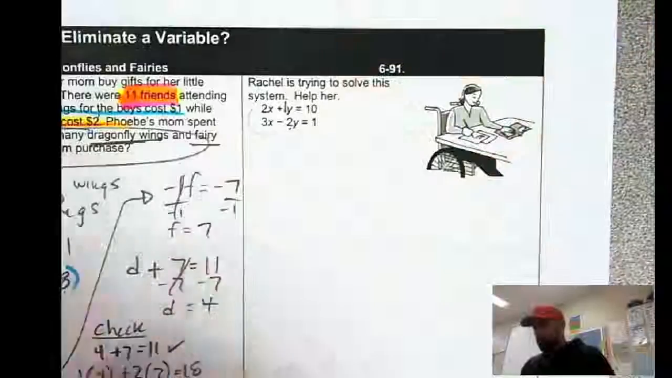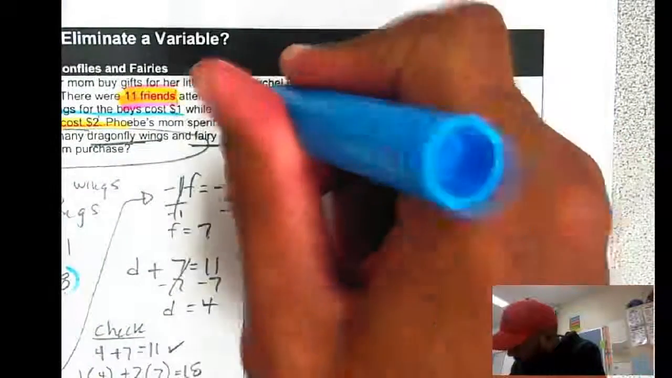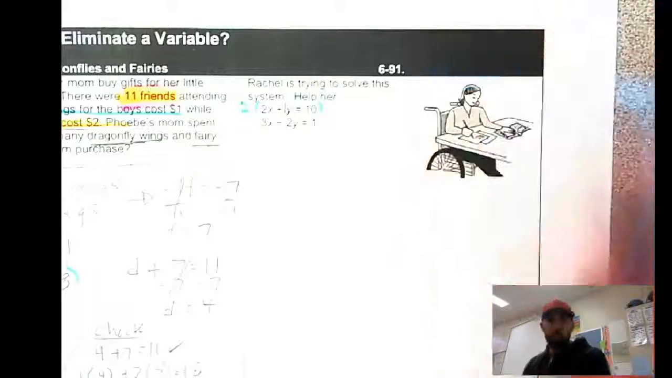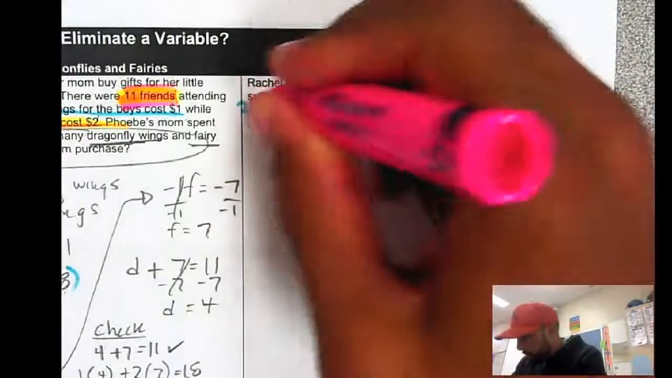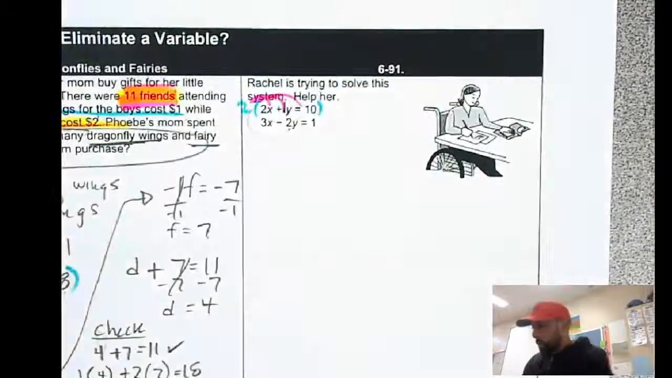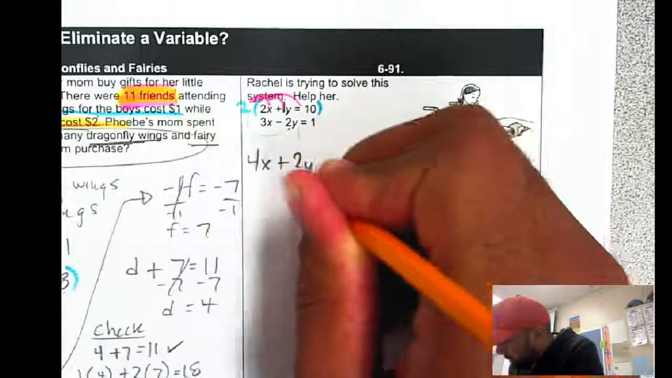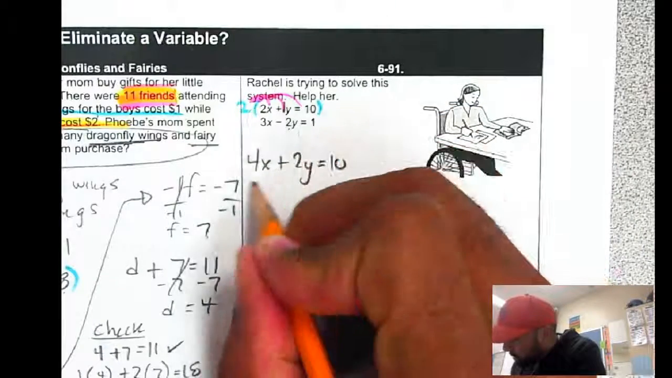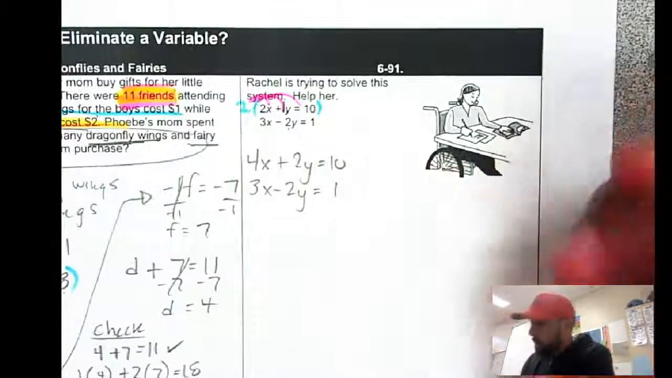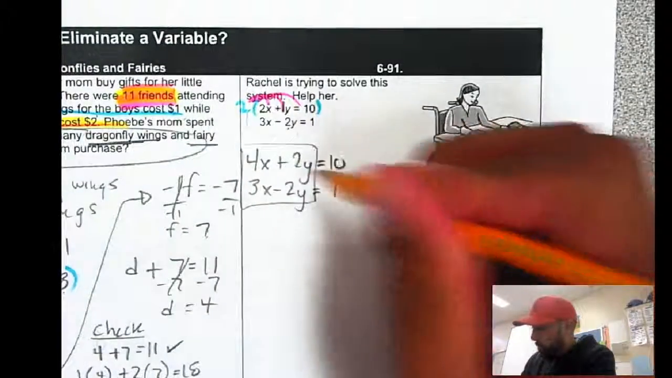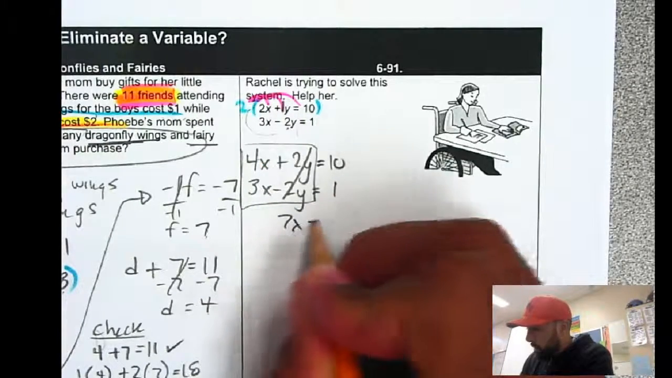So what I'm going to do is multiply this whole equation times 2, just like we did on the other one. Now I'll have 4x plus 2y equals 10, and I just bring down the other equation right underneath because I didn't change it. I didn't multiply anything. Now, if I add them, boom, those go away. And then 4x plus 3x is 7x.